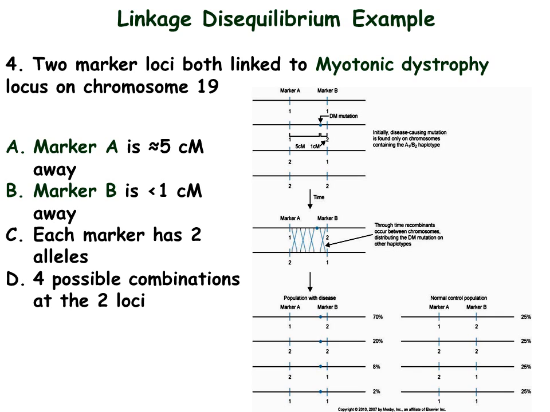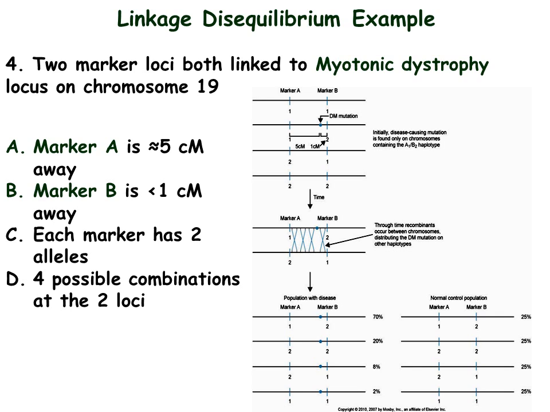Well, we got to have an example. And this example goes back to the myotonic dystrophy. Remember that repeat expansion one. The locus is on chromosome 19. And we have marker A about 5 centimorgans away. And that means it's a fairly long distance away. But marker B is less than 1 centimorgan.